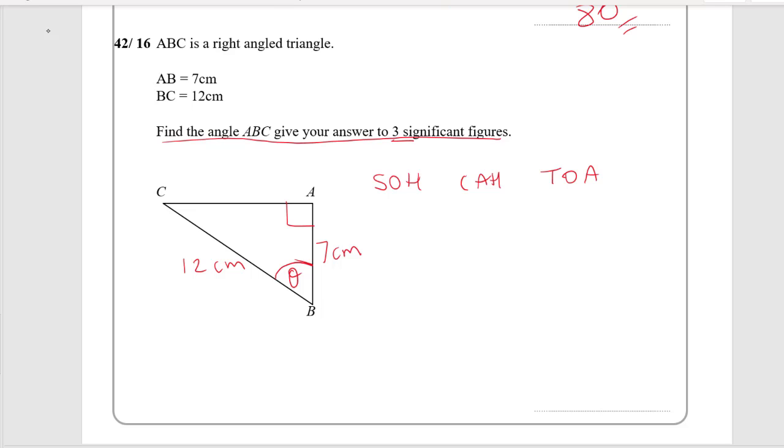Let's label the sides first. Opposite the right angle we have the hypotenuse. The angle we are finding has the opposite side, and the last side is adjacent. Always label it so it's easy to find out which one you're using. Then cross out the one you don't need. So we don't need opposite. That's not involved. So A and H are involved, so we're going to use CAH.